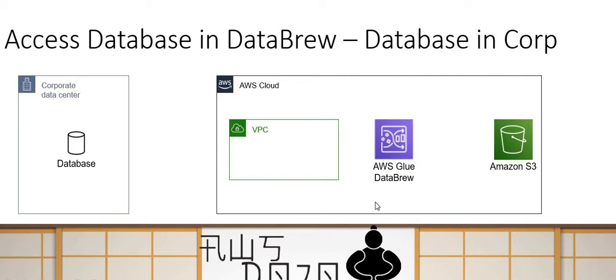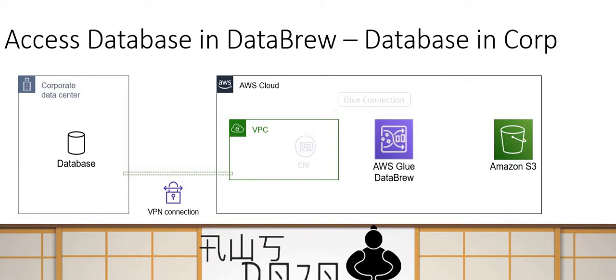Your Glue DataBrew does not have a network of its own. So you need to create a VPC first of all, and then you set up a VPN connection. In this case, I'm taking an example where your data is in a corporate data center. So we create a VPN connection between this VPC and this corporate data center.